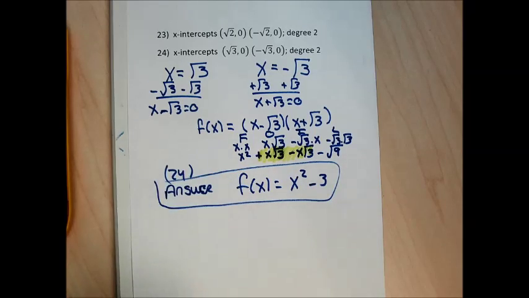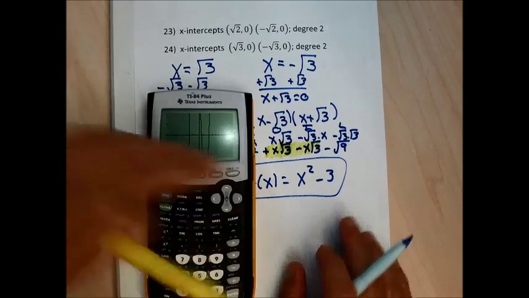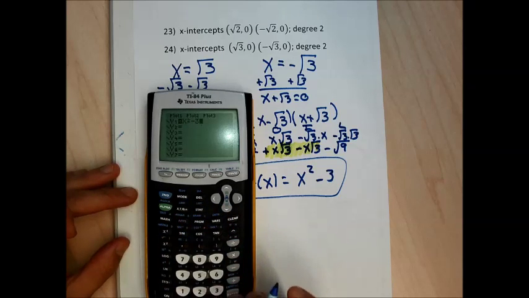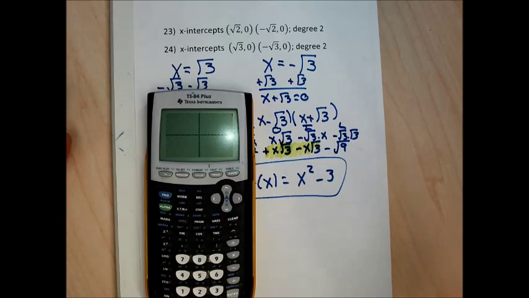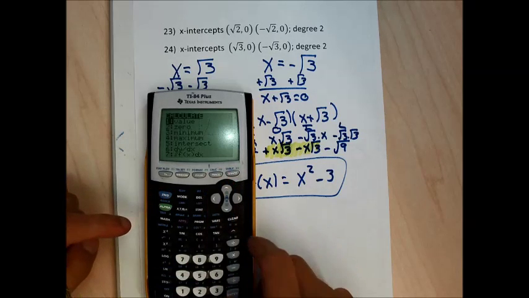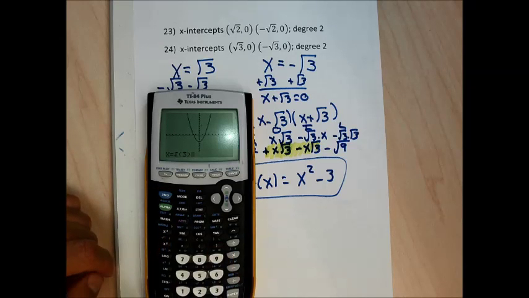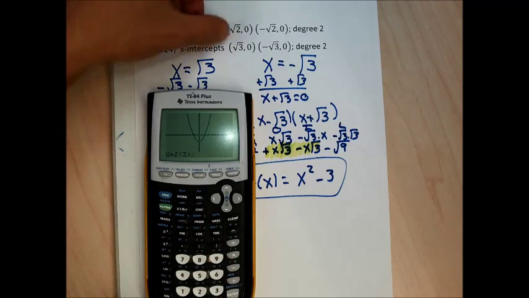Let me check this real quickly to make sure I'm right by graphing the function y equals x squared minus 3. Graph it. I don't really need to see the vertex, but I can. Now I'm going to go second calc value, type in square root of 3. For this to be a correct x-intercept, when I hit enter, it has to give me 0, which it did.